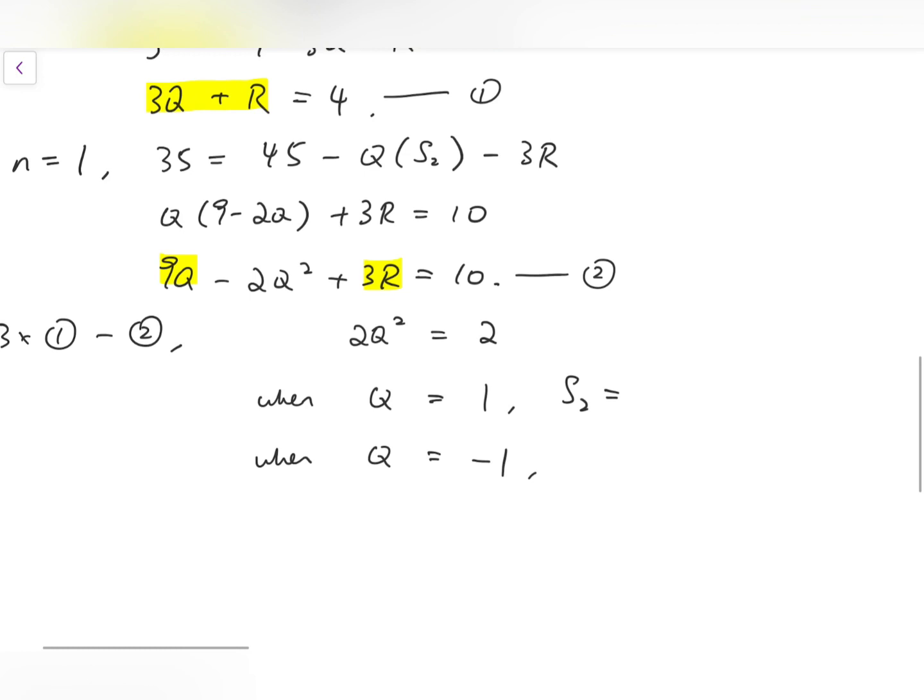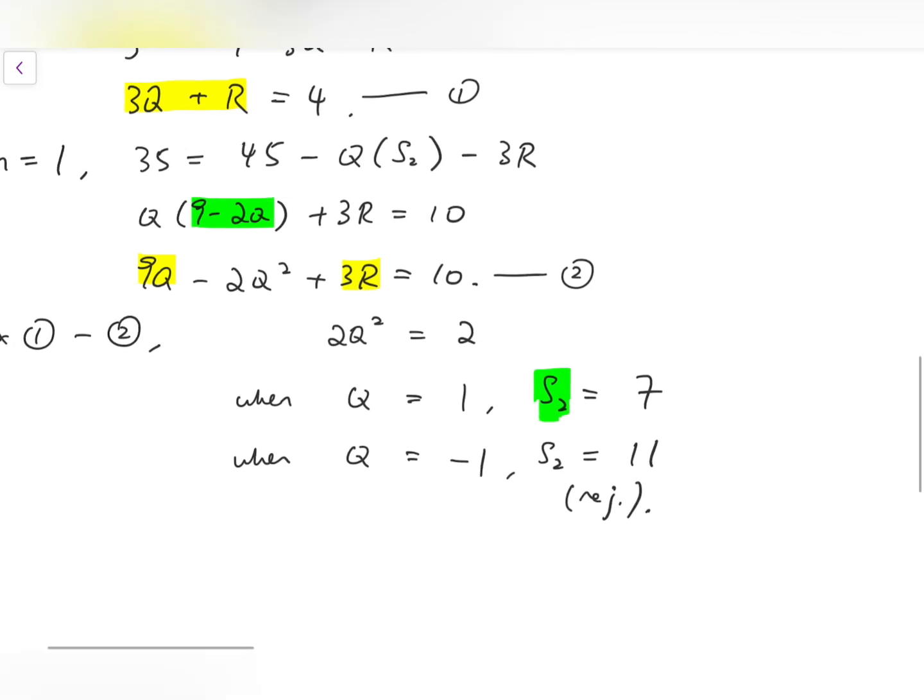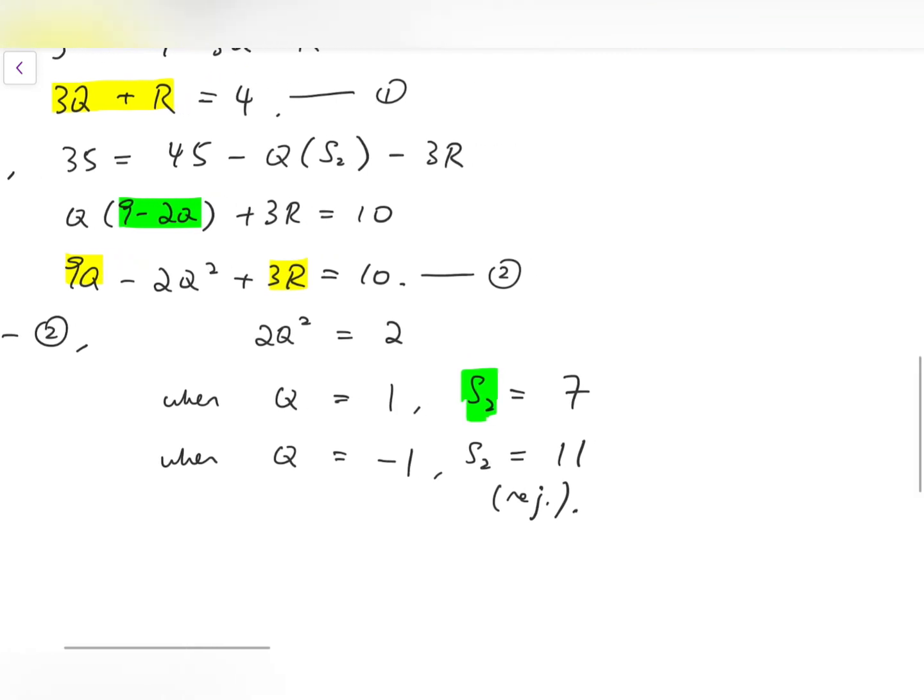Then you can say when q is 1, then S2 is 9 minus 2q. You can recall it from the green block. You have 9 minus 2 times 1, and that's 7. For the other case, it's actually 11. So I'm going to reject the q equals -1 case for the time being, but of course you are free to continue to work it out. Say what happens when q equals -1 as an algebra exercise. I believe it's going to be quite interesting.